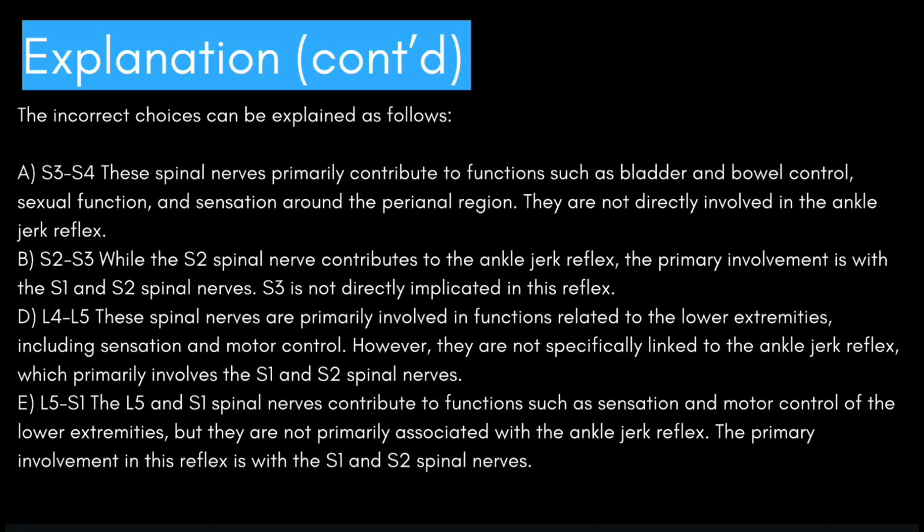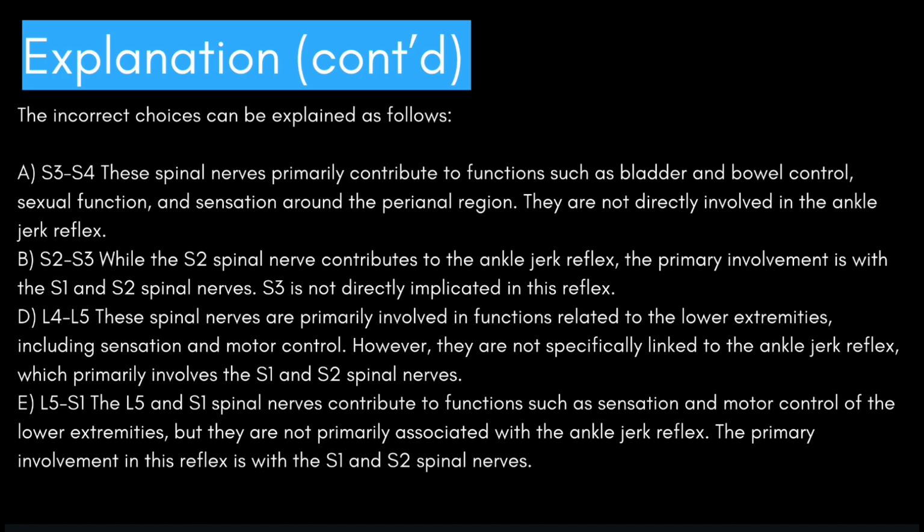S3 to S4: these spinal nerves primarily contribute to functions such as bladder and bowel control, sexual function, and sensation around the perianal region. They are not directly involved in the ankle jerk reflex. S2 to S3: while the S2 spinal nerve contributes to the ankle jerk reflex, the primary involvement is with the S1 and S2 spinal nerves. S3 is not directly implicated in this reflex.